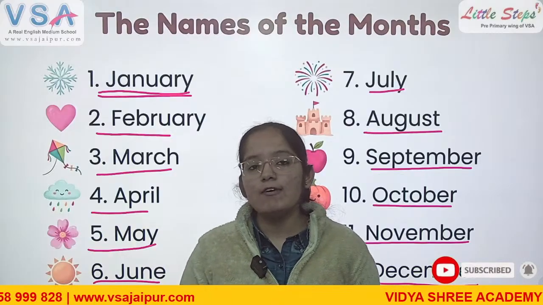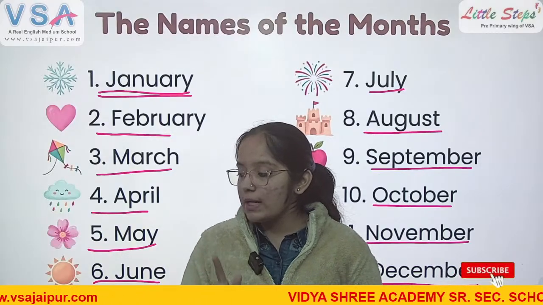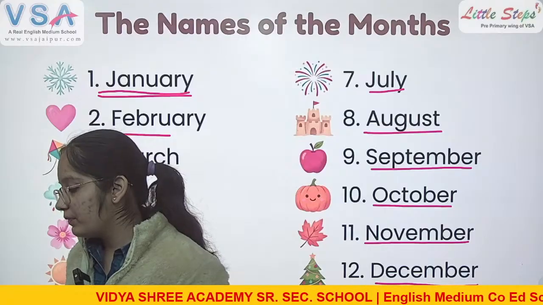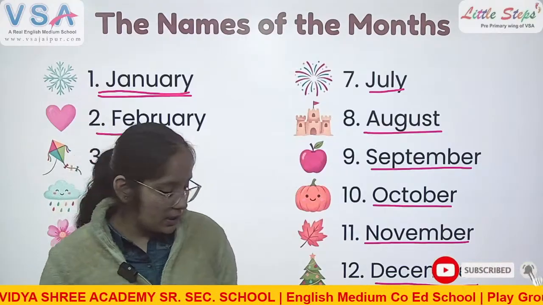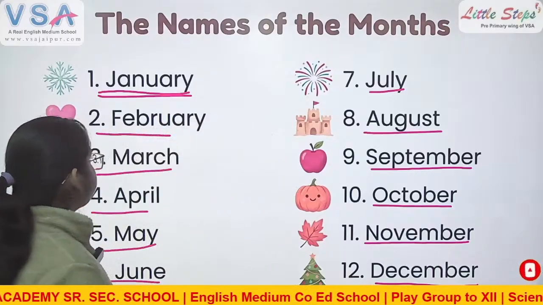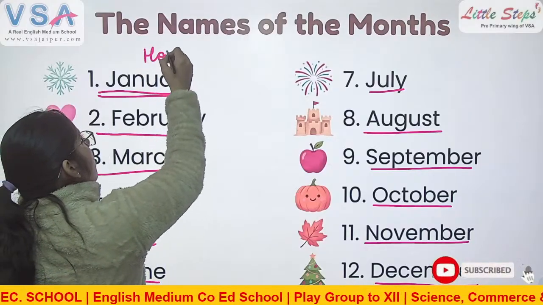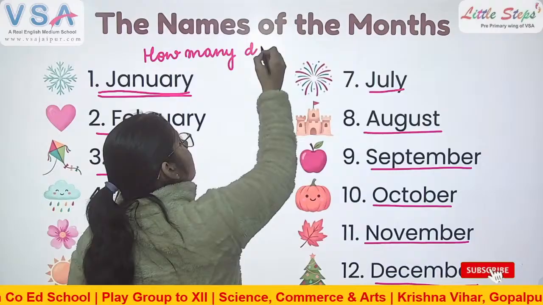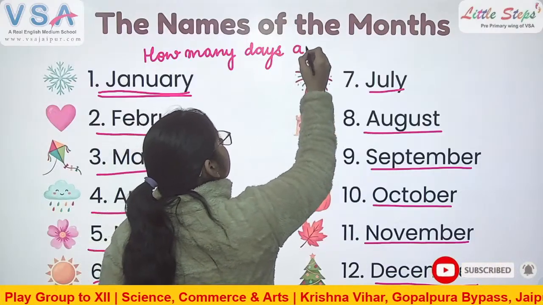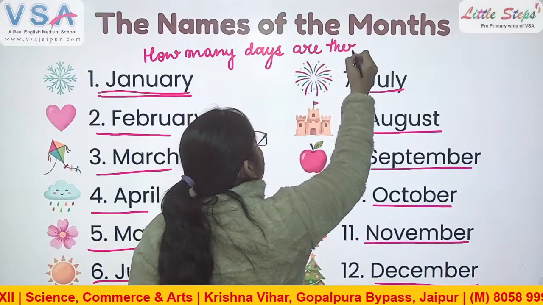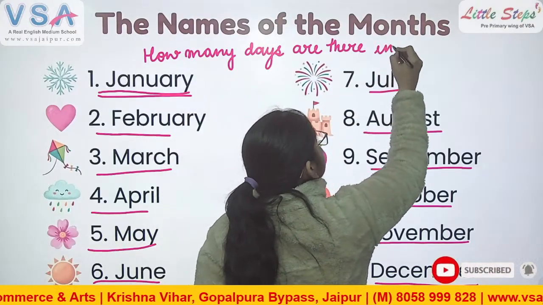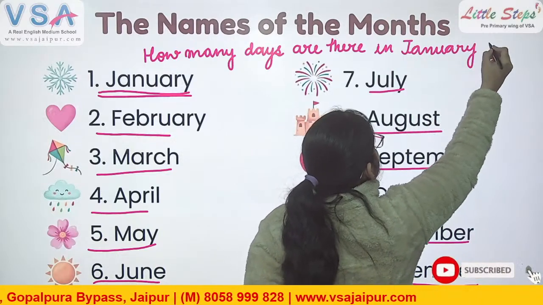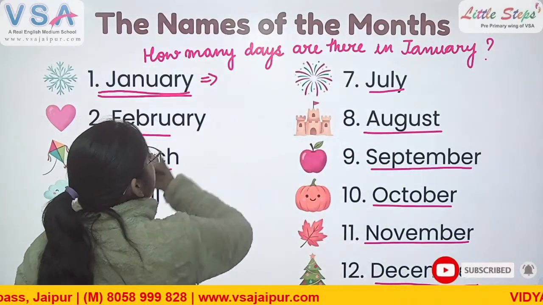What did I say? That everything we talk about, it all starts with one single day. Can anyone of you tell me how many days are there in one month? How many days are there in January? Can anyone tell me कि जनवरी में कितने days होते हैं? Tell me the answer. How many days are there in January?